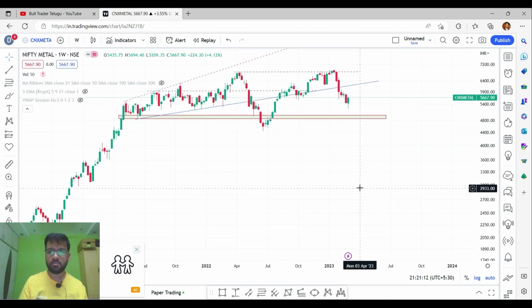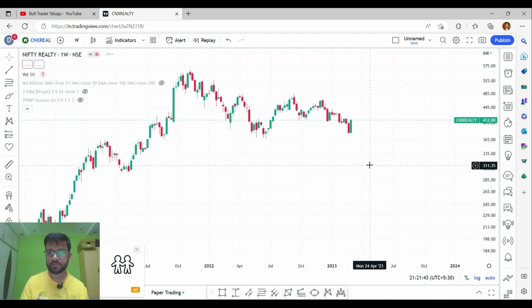Coming to the Nifty Metal, it has taken a good support from this support zone, and again the market is trying to move up. Overall, if we see this trade setup, it is a piercing candlestick pattern. If in this coming week the market closes above this level, that is 5,824, then we can expect a further rally up to the 6,197 level. Coming to the support point, this bullish candle's lowest point itself we can mark as a support for the coming week. So most probably the market will be going up in the Nifty Metal in the coming week.